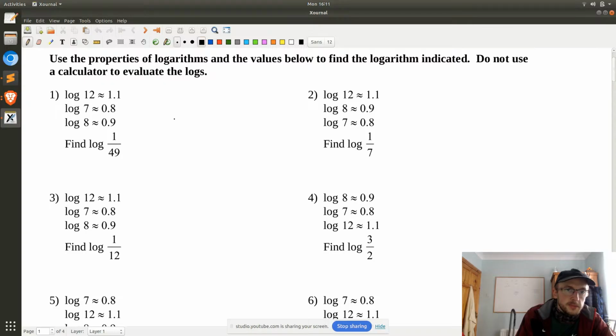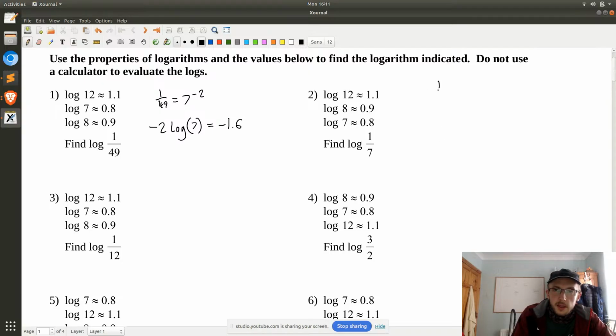Why is this not coming to me? Well, 1 over 49 is 7 to the minus 2, is it not? And therefore it'll be minus 2 times log of 7, which is negative 1.6.